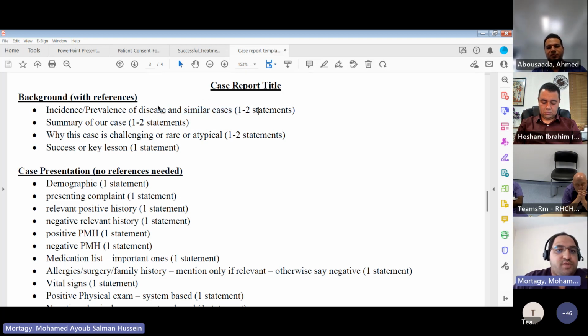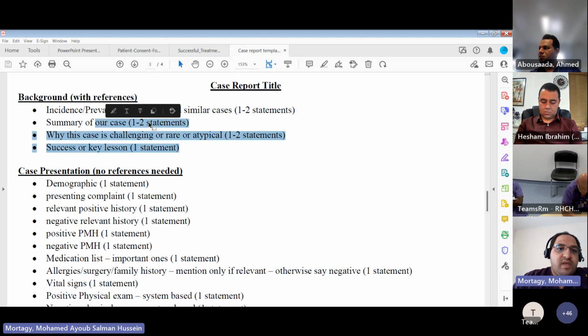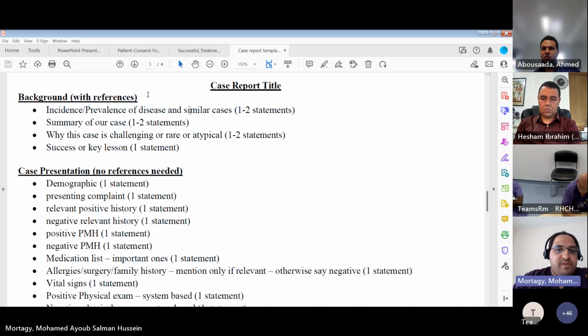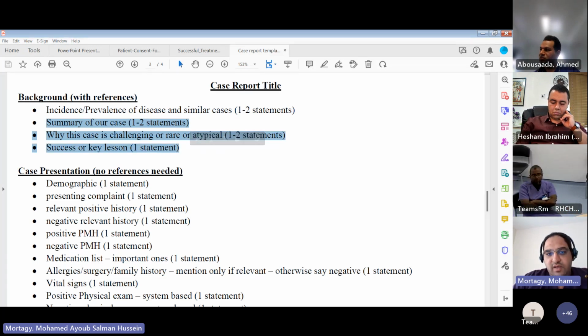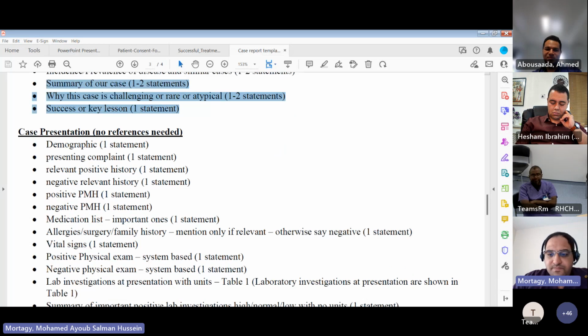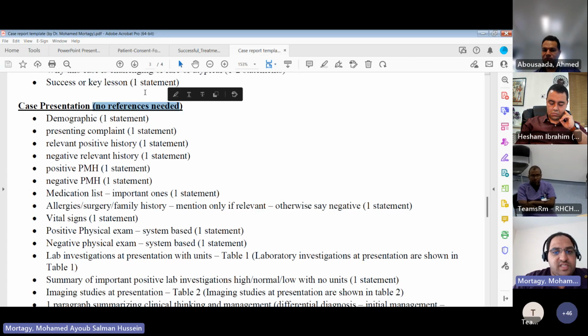That's why it's interesting. And then you summarize your case just in 1 to 2 statements, and then 1 to 2 statements on why this case is challenging or atypical, and then summarize your key lesson or success in managing this difficult case, or whatever is unique or rare about your case. So you will only have to provide references for the incidence, prevalence, and maybe similar cases if there are any. The rest doesn't need references, just what you found in your case, right? And then the case presentation itself doesn't need any references because this is your case.